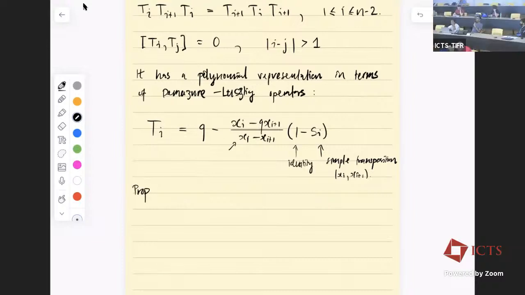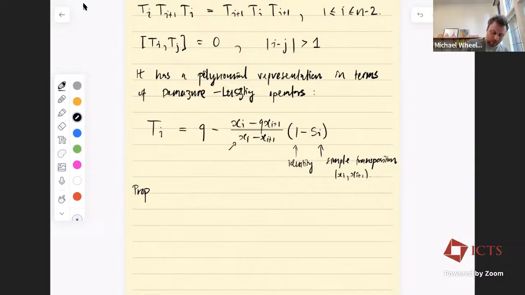Michael, could you please give an example of how it works? I don't really understand how you can do subtraction between identity and simple transposition. So let's do a small example.